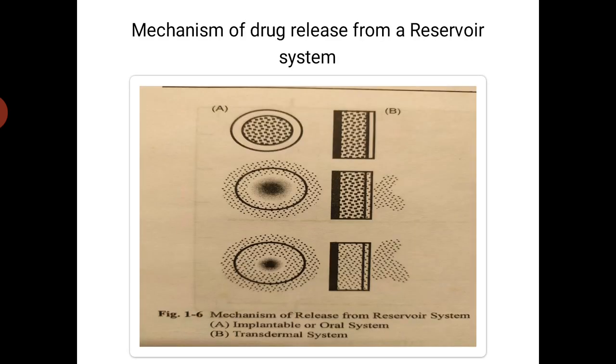Let us see what the exact mechanism is. Here two pictures are there. On the left side you are seeing A, and on the right side B. Left side is an implantable oral tablet system, assume. B is a transdermal system. If it is the case of A, what happens? Initially there is a core containing a drug material. Outside the core there is a membrane.